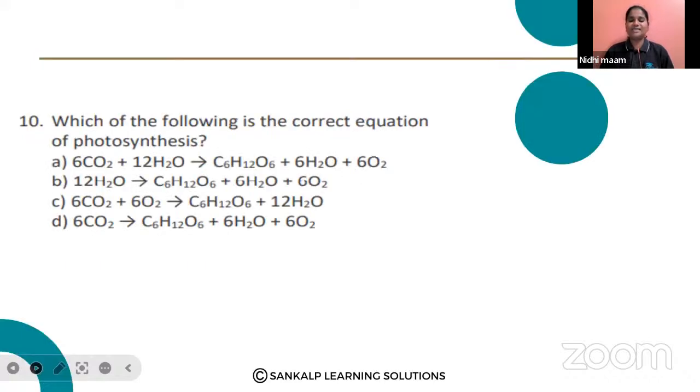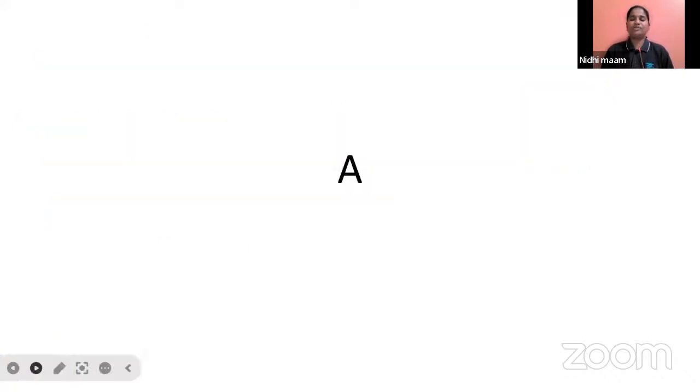Next question. Which of the following is the correct equation of photosynthesis? Which among the given is the correct equation of photosynthesis? Look at the equations and let me know the answer. Okay, Anuradha answered it. Fine. So let us check the answer. The right answer for this question is exactly option A. That is the right answer.